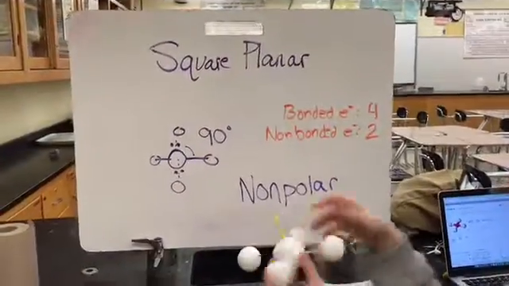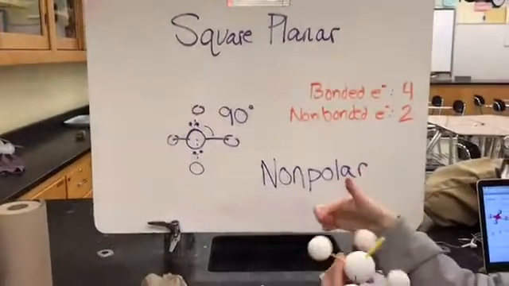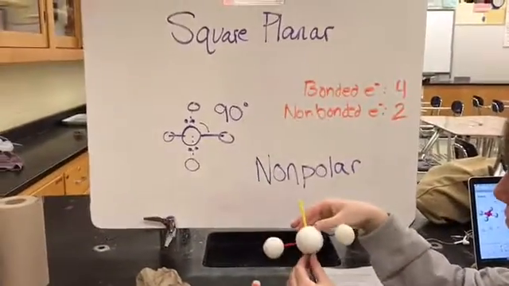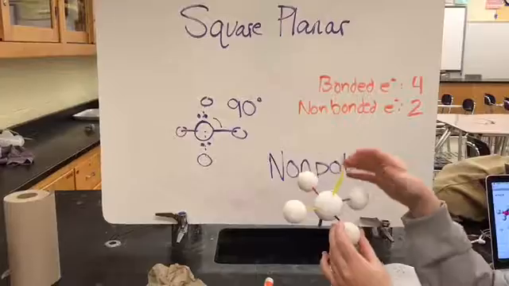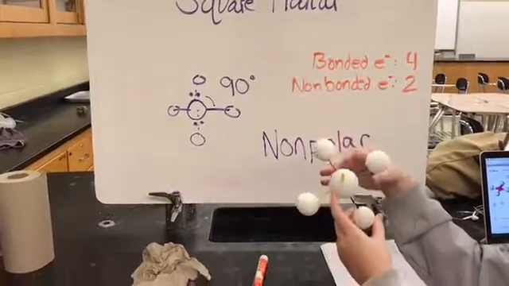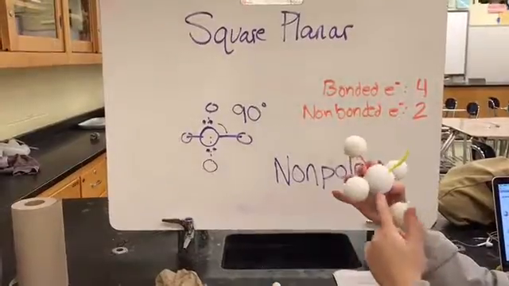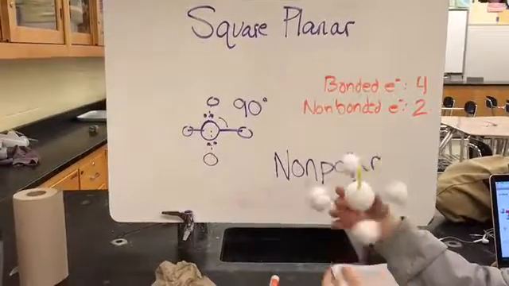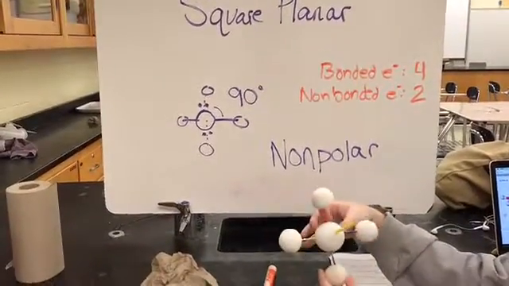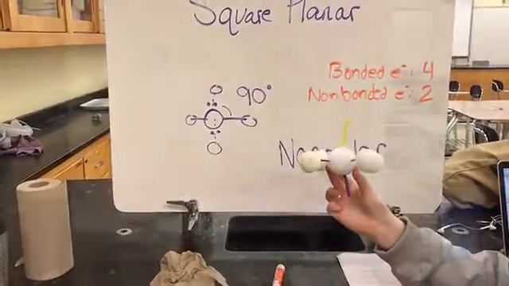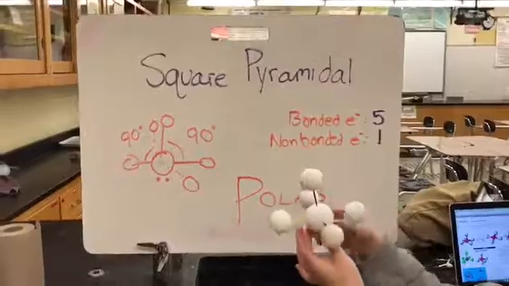So then there's the square planar. It has 4 bonded electrons and 2 non-bonded electrons. It is nonpolar because the charges of all the bonded electrons meet in the center at the central atom. There is 90 degrees between each bonded electron, and it is called square planar because it forms a square on a single plane.